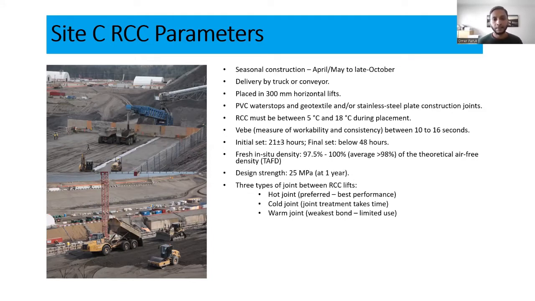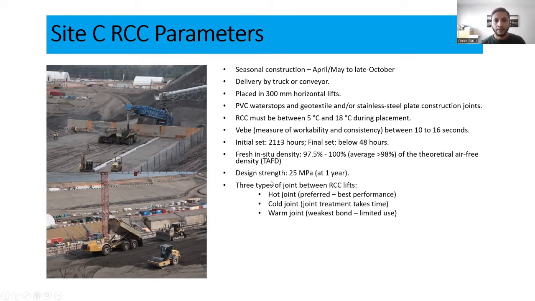And then design strength. Before we design this roller compacted concrete, the owner first gave us what the design strength of the roller compacted concrete needs to be. They require 25 MPa at 1 year. Regular concrete achieves its strength within 7 days, or in some cases 14 days or 28 days. But for roller compacted concrete, the design strength is achieved in 1 year.